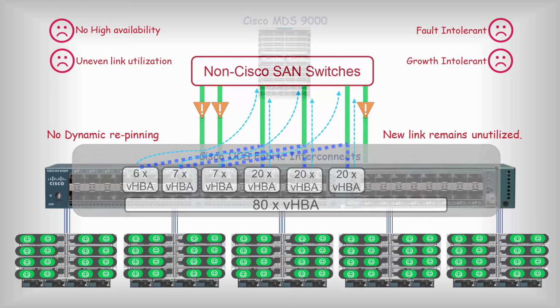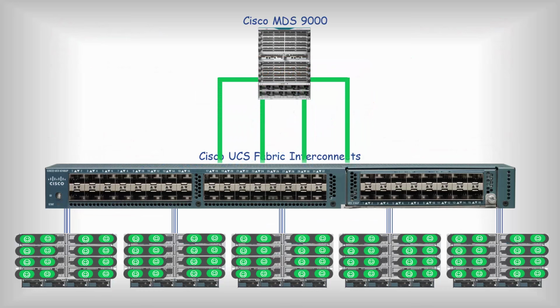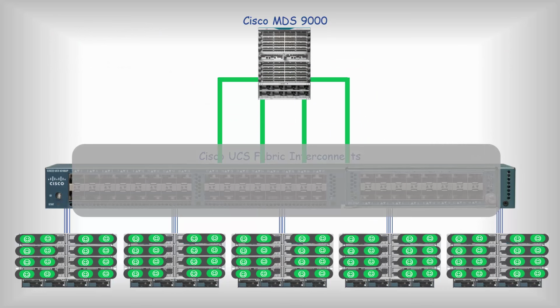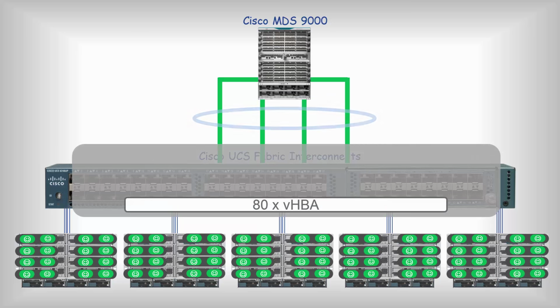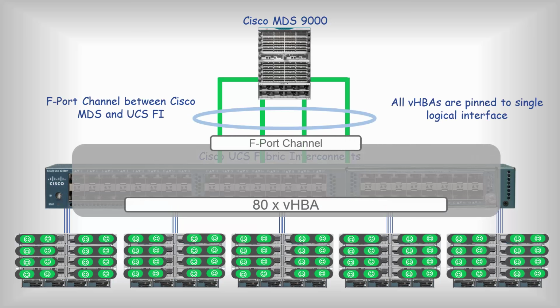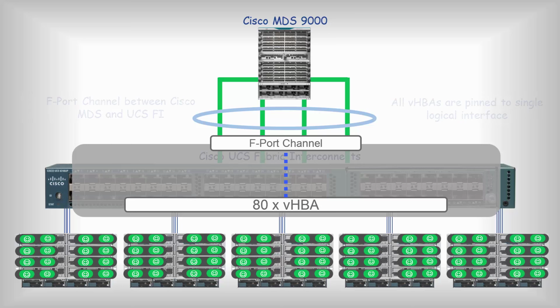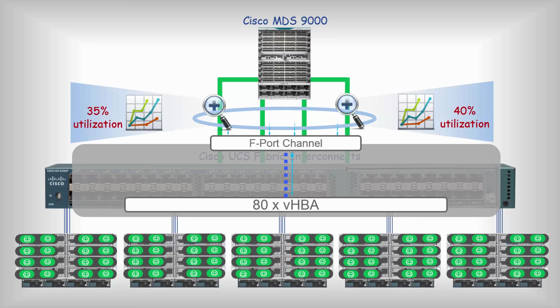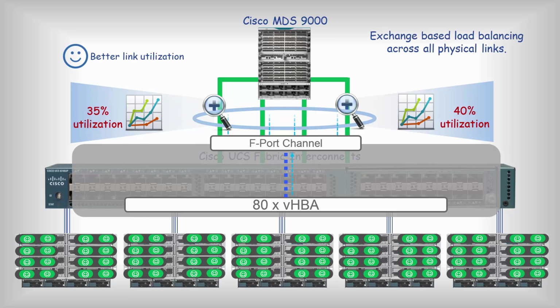With Cisco MDS switches, SAN uplinks from UCS fabric interconnects running in end-host mode can be aggregated into one single logical link. This is called F-port channel. The vHBAs are pinned to the port channel, not to any single physical link. Link utilization gets better using the exchange-based load balancing. If a few of the VMs are pumping too much traffic, they can use an aggregate bandwidth of 4 SAN uplinks.